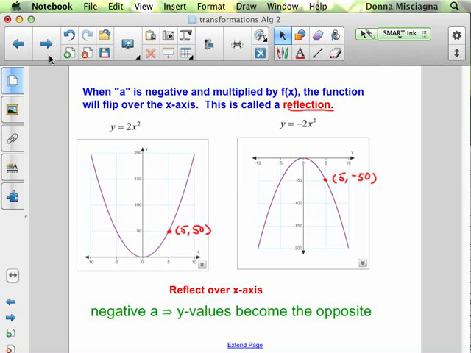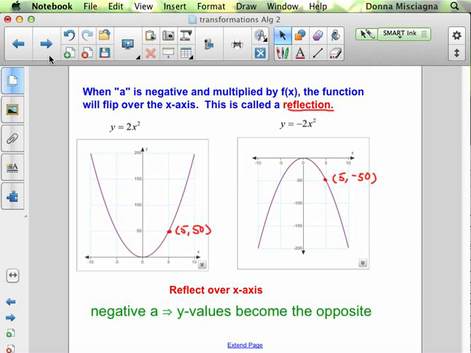When a is negative and multiplied by f of x, the function will flip over the x-axis. This is called a reflection. So we have y equals 2x squared and y equals negative 2x squared. Notice the y value. We have the point (5, 50) on the graph on the left. If there's a negative in front of the expression, it's going to make all our values negative. We raise to the power, and now we're multiplying by negative 2. So instead of (5, 50), we have (5, -50). Since the y values are negative, it's a reflection over the x-axis.